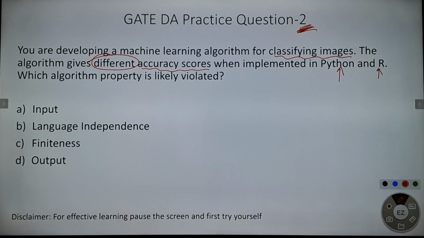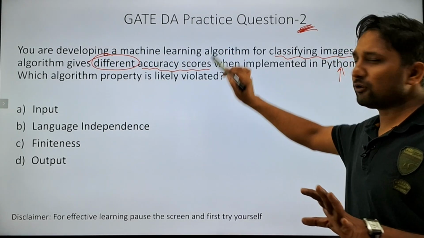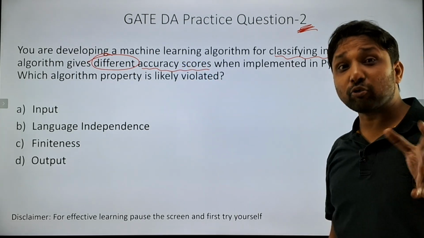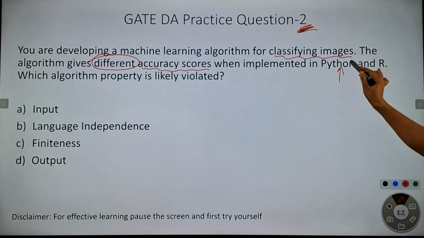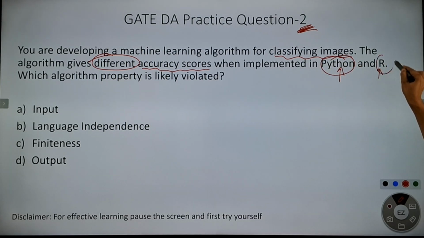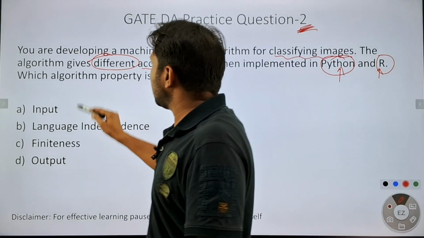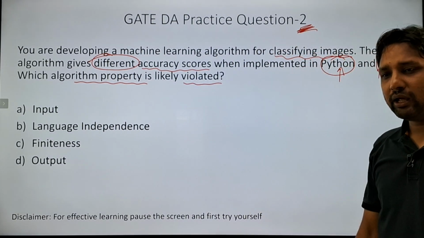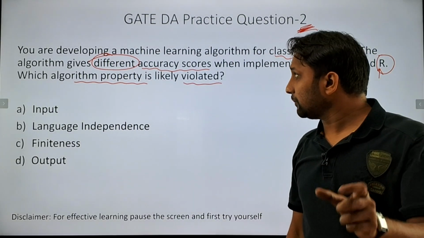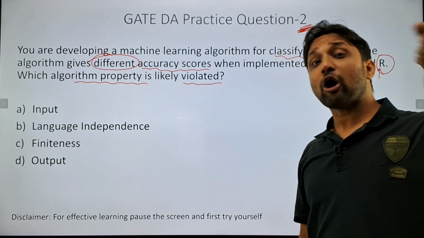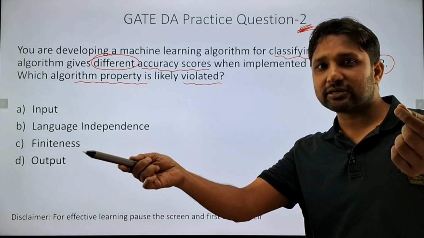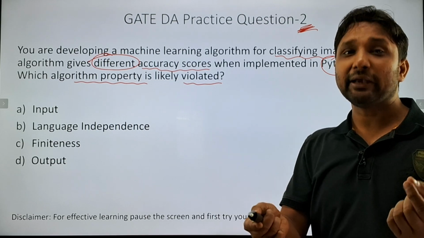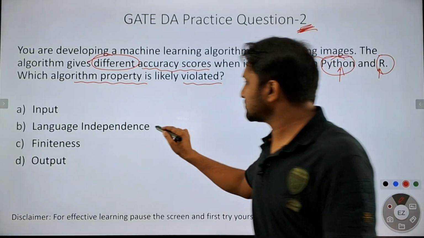Okay, they are saying that they have written one algorithm and this algorithm is giving different output, different accuracy score, with different languages. And they are asking which algorithm property is violated. If you have written an algorithm and that is giving different output with different languages, then that algorithm is not language independent. So this property is violated.